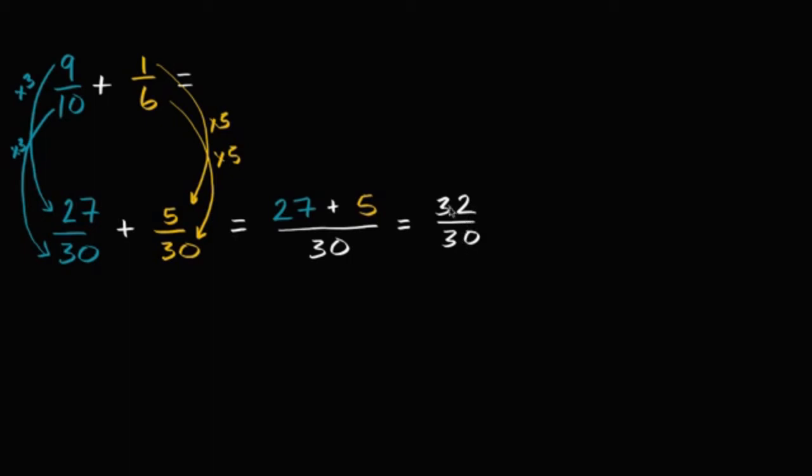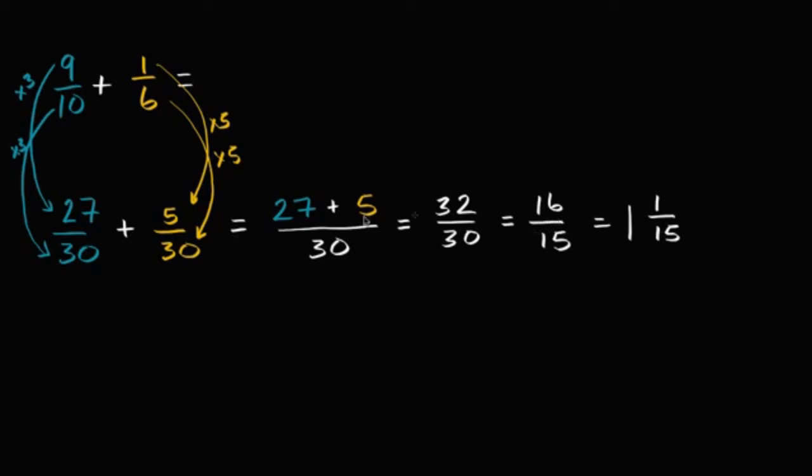And if we want, we could try to reduce this fraction. We have a common factor of 32 and 30. They're both divisible by 2. So if we divide the numerator and the denominator by 2, numerator divided by 2 is 16. Denominator divided by 2 is 15. So this is the same thing as 16/15. And if I wanted to write this as a mixed number, 15 goes into 16 one time with the remainder 1. So this is the same thing as 1 and 1/15.